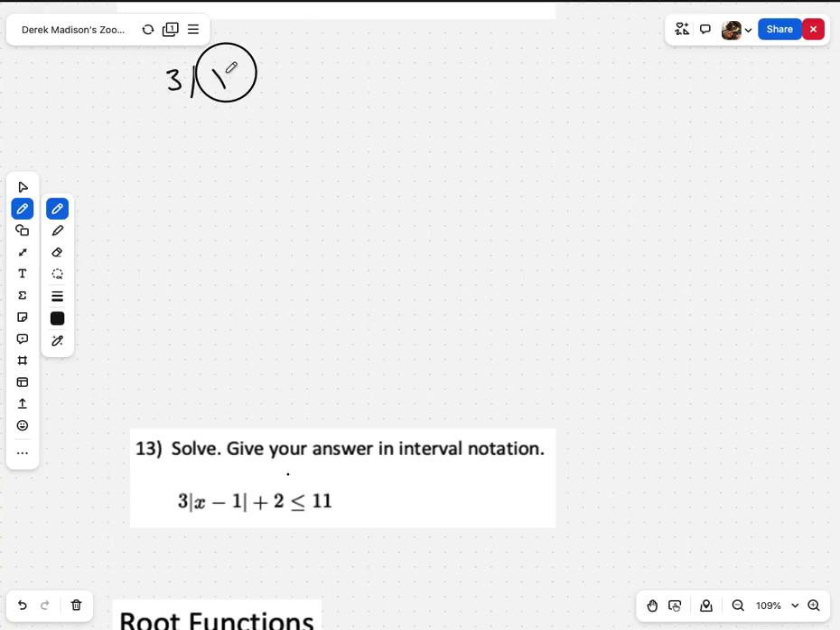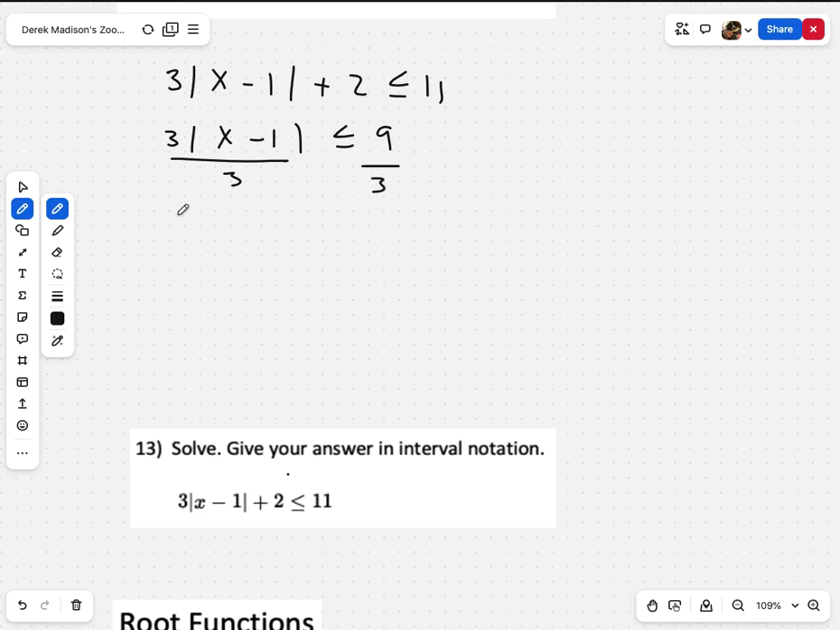So this is absolute value of 3 times x minus 1, plus 2, less than or equal to 11. So we'll subtract our 2 over, still isolating that absolute value first, and that will get us to 9, and then we'll divide both sides by 3, and now our absolute value is isolated. And then this one's a less than, so that means this is going to set up in between the 3's. So we'd have negative 3 is less than or equal to x minus 1 is less than or equal to 3, and then we just add that 1 everywhere.